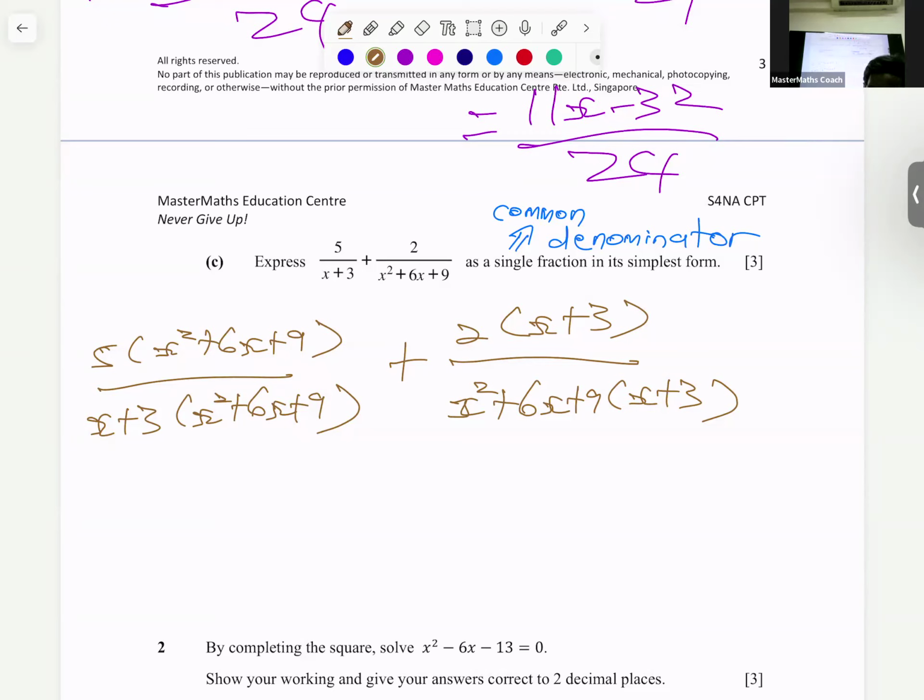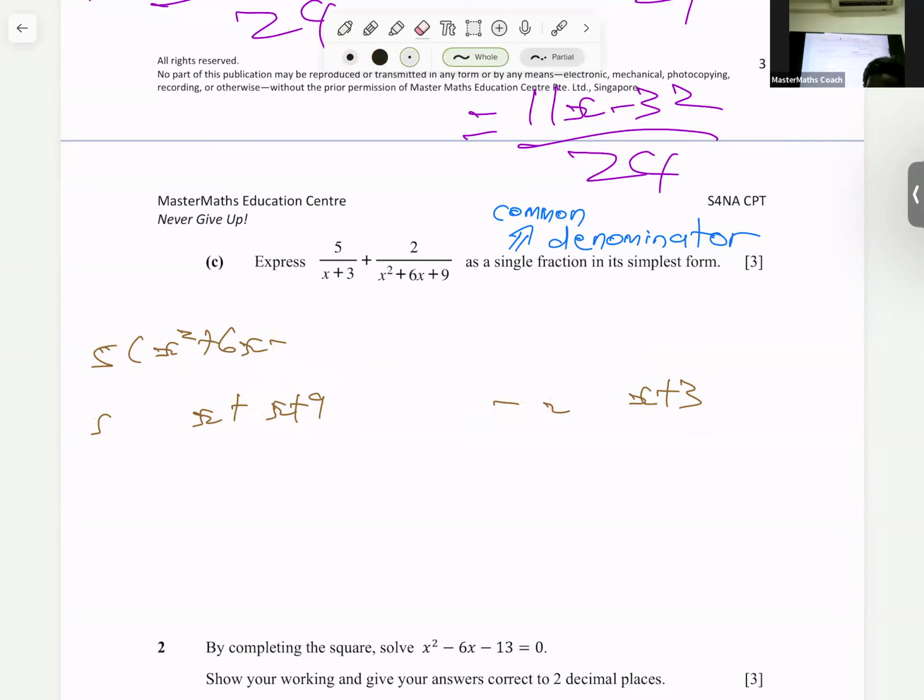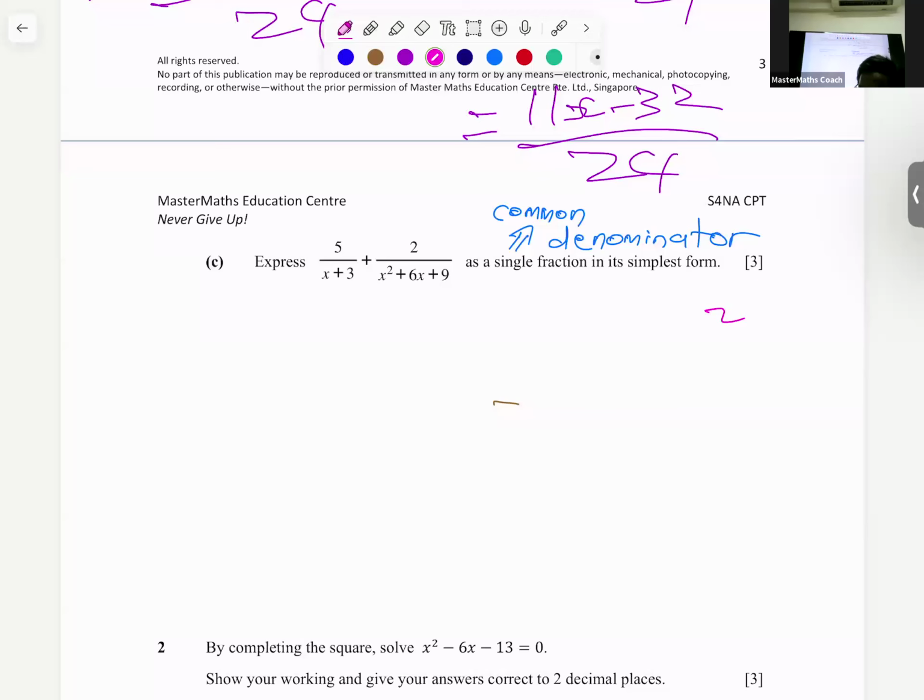So what you need to do is to go and factorize x squared plus 6x plus 9. So x squared plus 6x plus 9 equals x plus 3, x plus 3. Okay, I do the tic-tac-toe method or the multiplication frame or the shoebox method, whichever way you want to call it. And this will be x plus 3 squared.